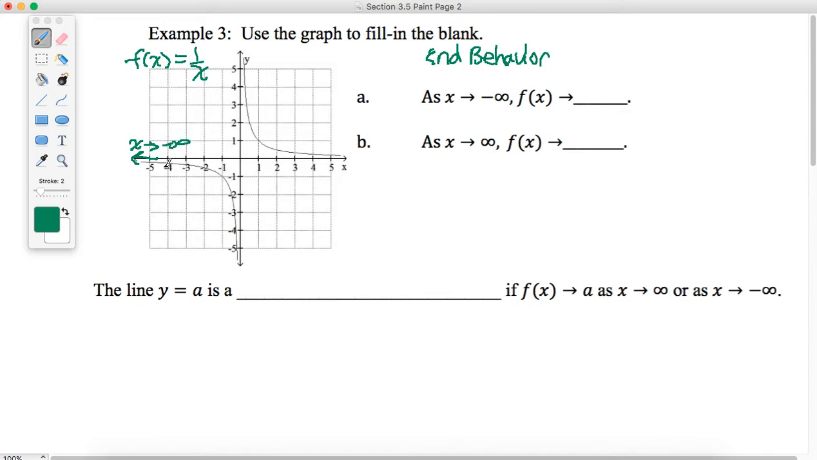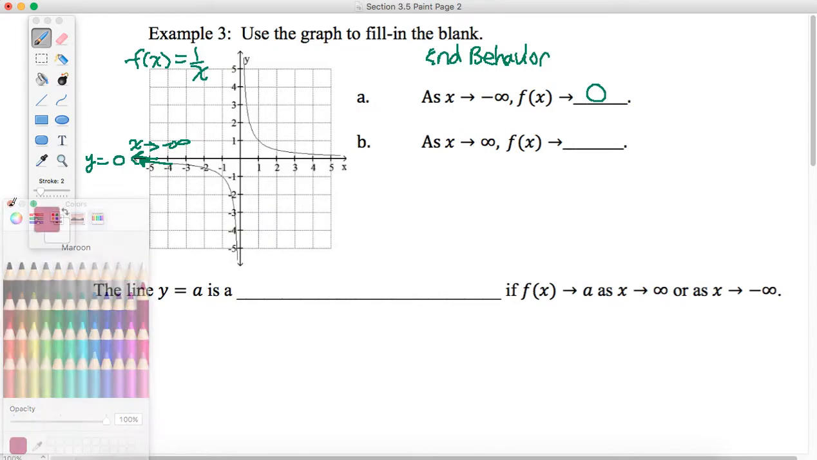Nope. If I want to figure out what my y values are doing, I'm going to get on my function and see where my y values are going. My y values are getting closer and closer to my x-axis, very close to my x-axis. And when I approach my x-axis, that is the line y equals 0, right? All the points on my x-axis have a y value of 0. So I'm going to say f of x approaches 0, okay?